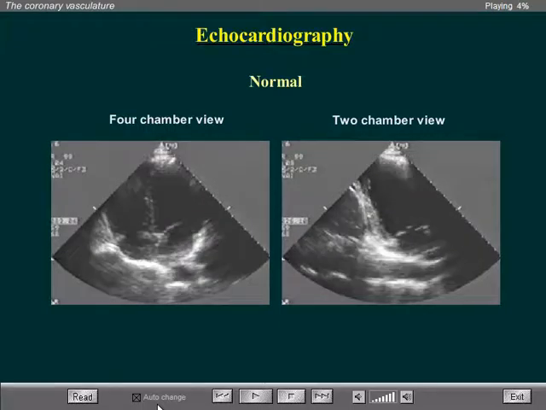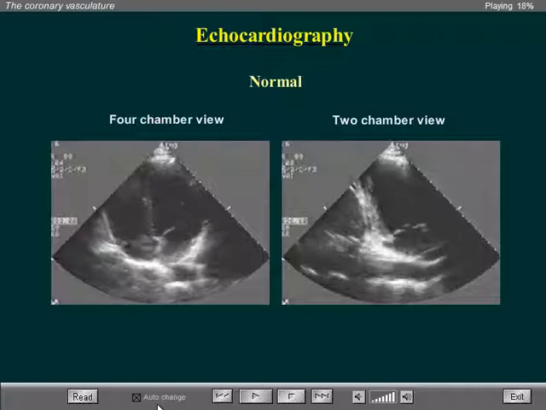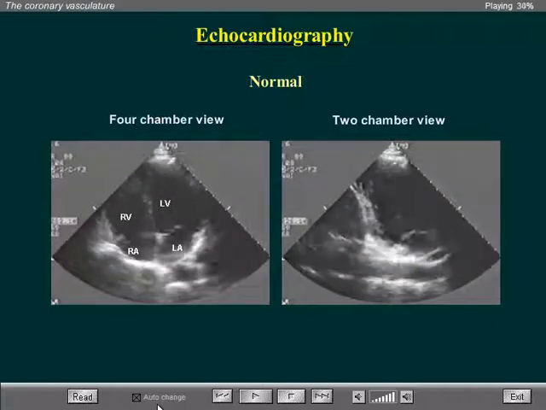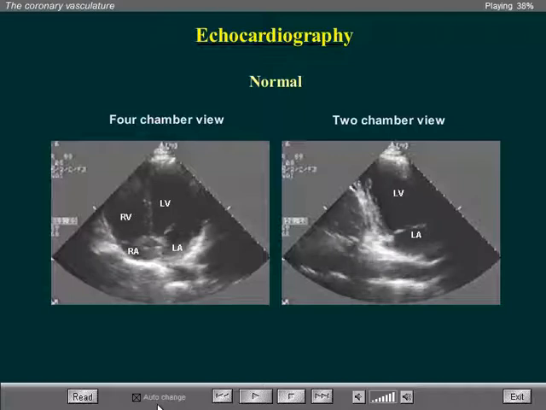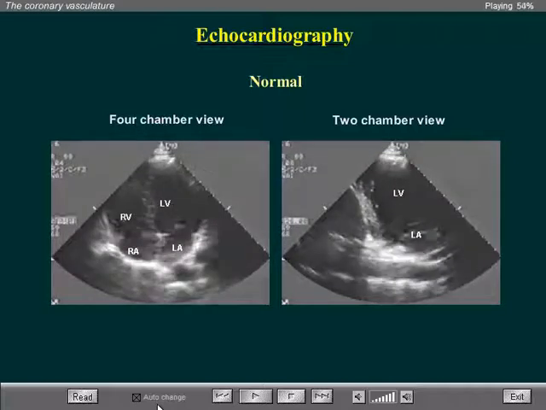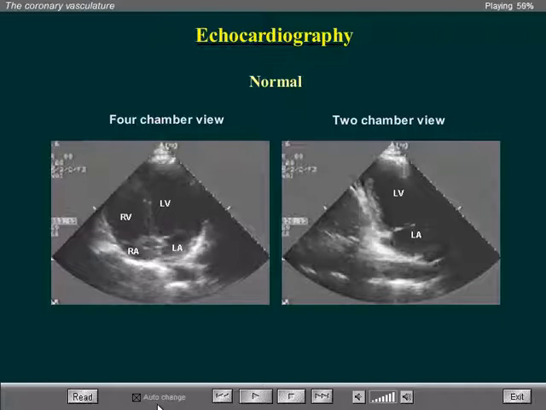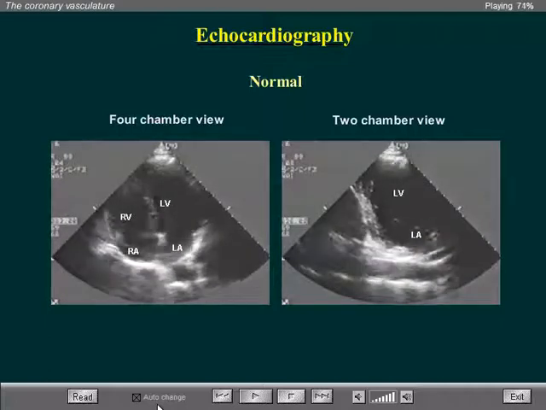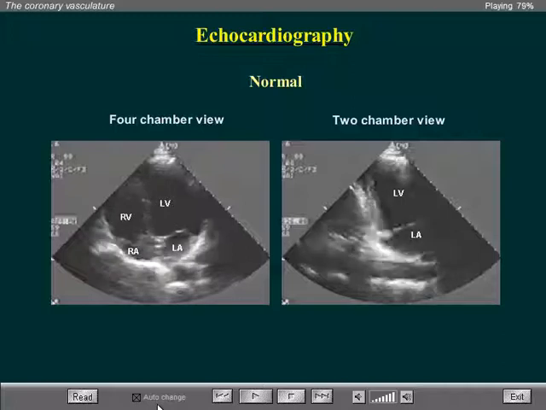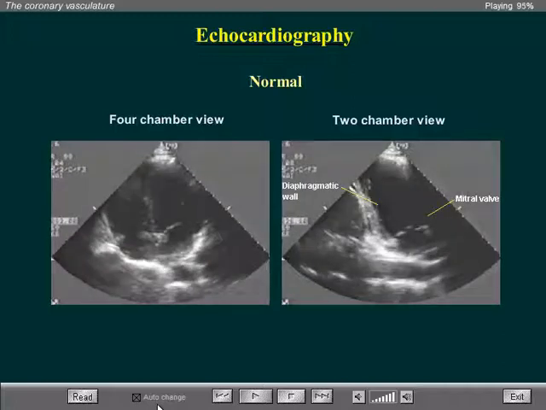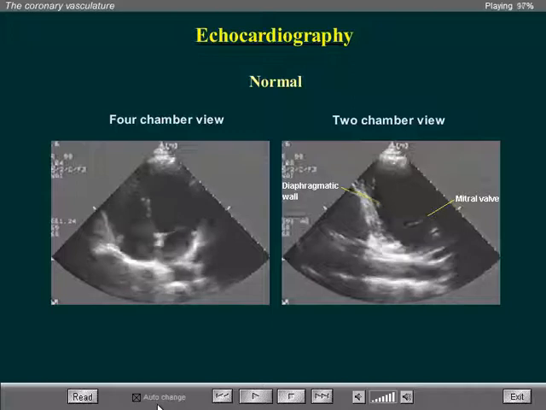These are 2 echocardiograms which show to your left the 4-chamber view and to your right a 2-chamber view. Note the normal contraction and emptying of the left ventricle. To your right we can see in profile the plane of the mitral valve, and the echogenic area is the diaphragmatic surface of the left ventricle.